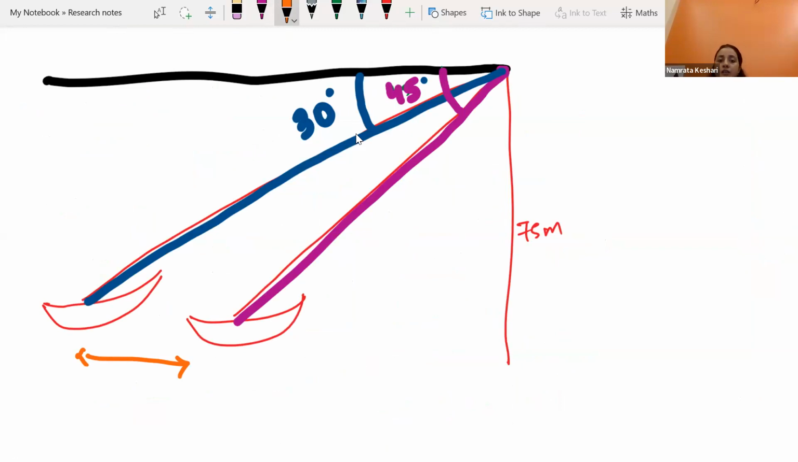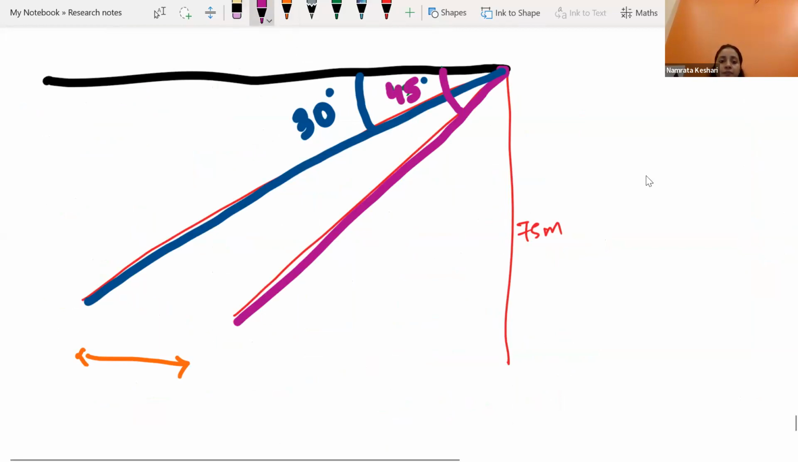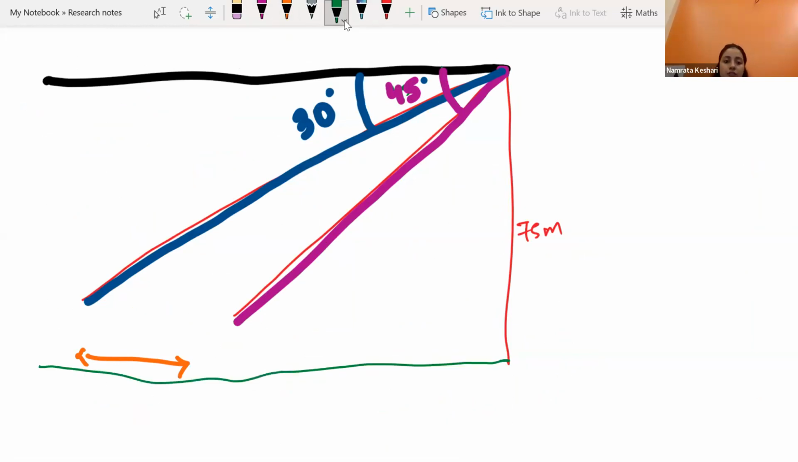Okay. Now let's draw it properly without ships and all. So I'm going to remove the ships. Here on the ground level, we will be drawing one line. Ground level. We will join it like this. Other one also we will join with the ground level, and we will try figuring it out. That's why I said marking the angle, that is parallel lines, alternate angles. This is what we are having.